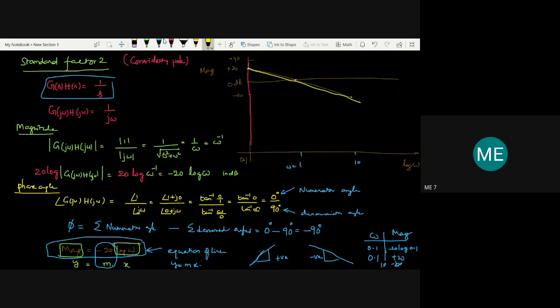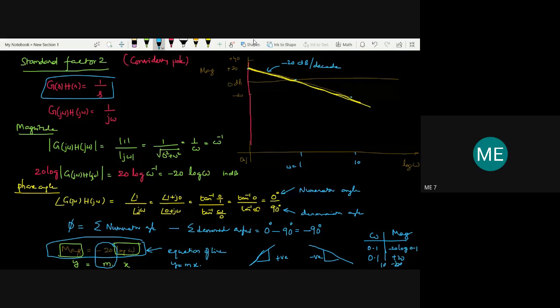And extend. So this is the magnitude line, as omega is varied from 0 to infinity. This represents the magnitude line, which has a slope of minus 20 dB per decade. So this is one pole at origin.